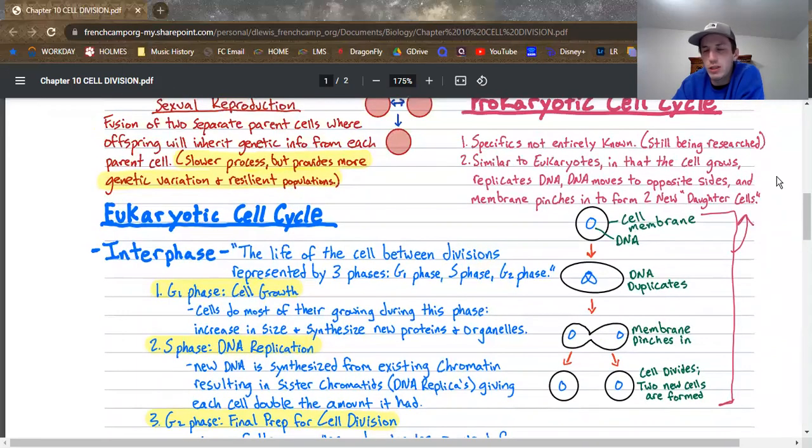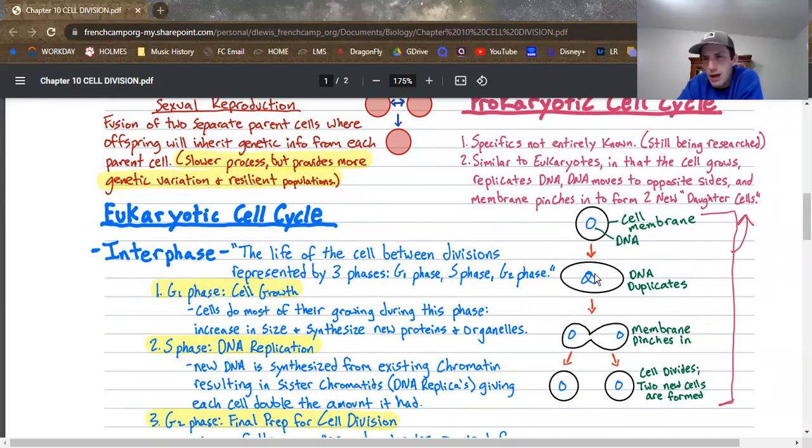What this is called, and it's not on here, so you'll need to write that somewhere over here. It's called binary fission. If you can't spell that, that's binary, binary, and then fission, fission. This is similar to the eukaryotic cycle, the fact that the cell is going to grow, replicate DNA, and the DNA is going to move to opposite sides of the cell, and then the membrane will pinch in and form two new daughter cells. And so you get the cell membrane and your circular strand of DNA.